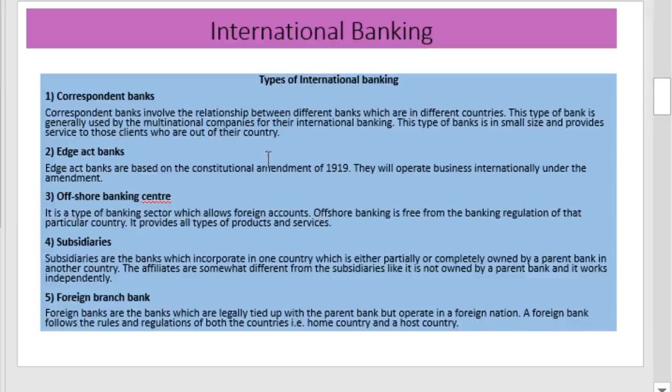These are the various types of international banks. Correspondent banks are the relationship between different banks which are in different countries. This is mainly used by multinationals. Edge Act means there is a provision given for international banking.